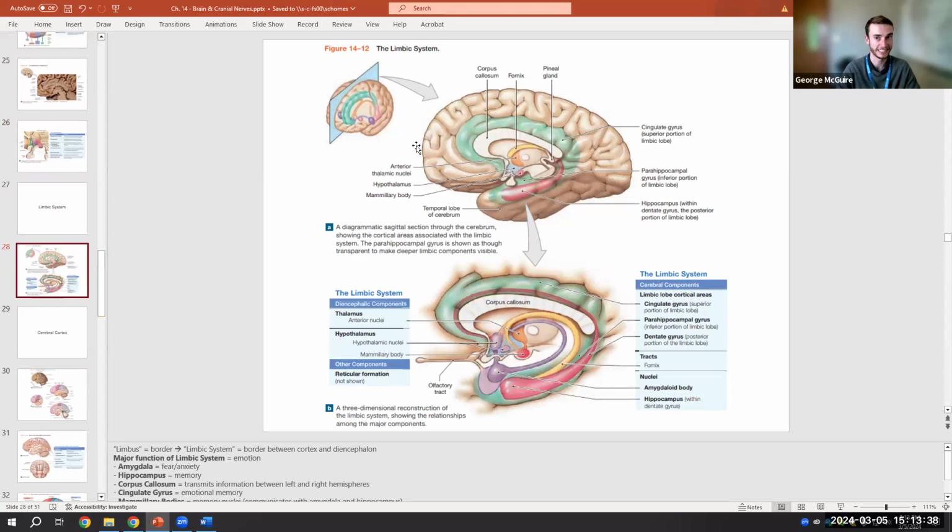Conceptually, recognize that the limbic system is all the integrated parts that play a role in memory, emotion, and behavior. Behavior is an emotional response, so behavior is involved in there too.